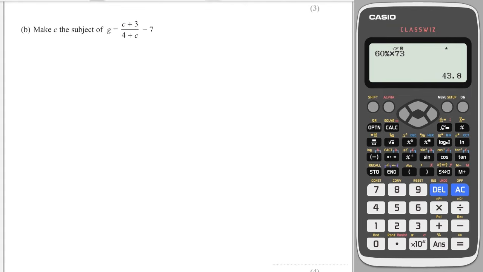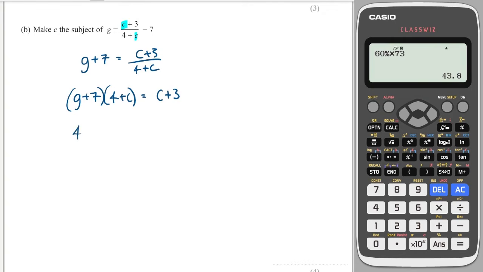Okay, we're rearranging to make C the subject and C appears twice. So that means we're going to have to collect all the C's on one side and then factorise, then divide. First off, this is nice because we've got this minus 7 here. Let's move that to the other side by adding it. And now we've just got a single fraction on the right, and that means I can multiply both sides of this equation by 4 plus C to get rid of that denominator. So I get G plus 7, I'll put that in brackets and I'll multiply that by 4 plus C, and by doing so that will cancel the denominator on the right completely.